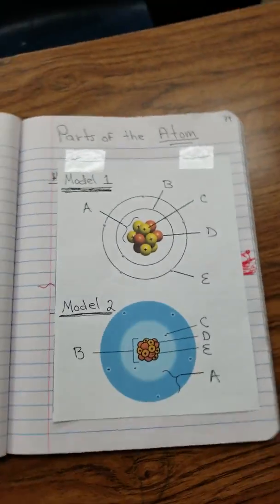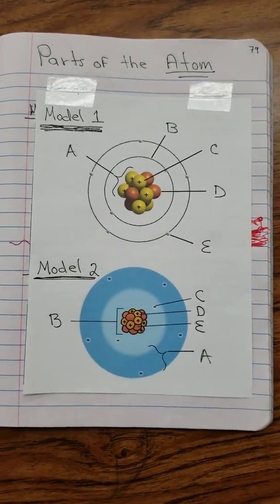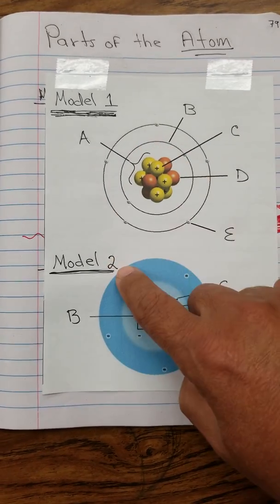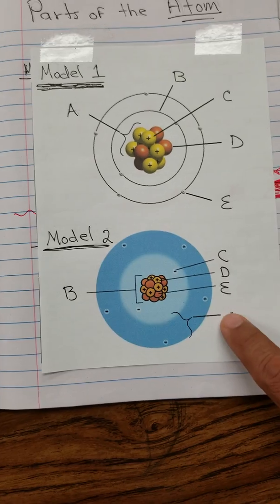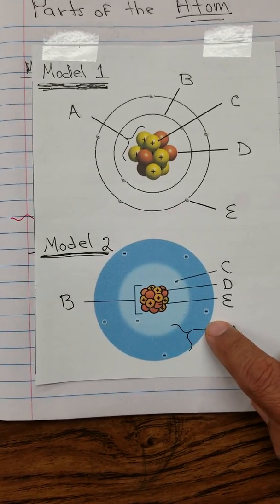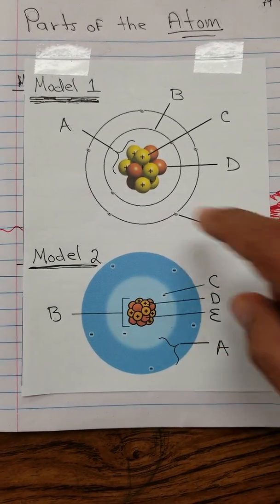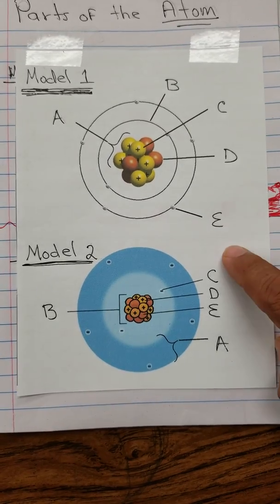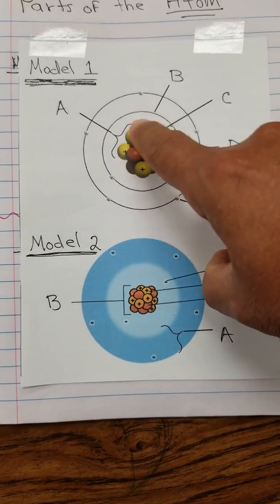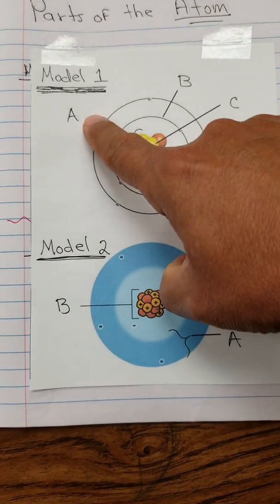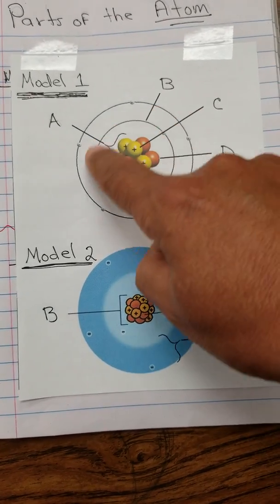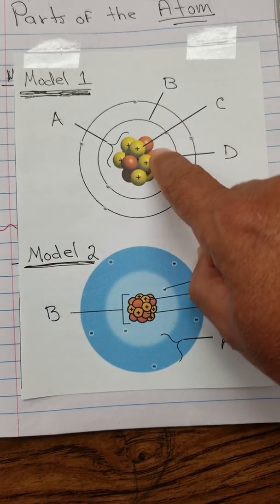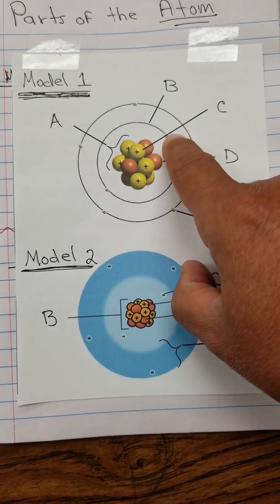The last one is on page 79. This is the two models that we're going to be using, where this one is called the Bohr model, and this one is the Electron Cloud model. And here you got A, B, C, D, and E, where this is the nucleus of the atom. You can see letter A. This will be an energy level. Actually, we have two energy levels. Remember I told you there's two electrons on the first energy level?